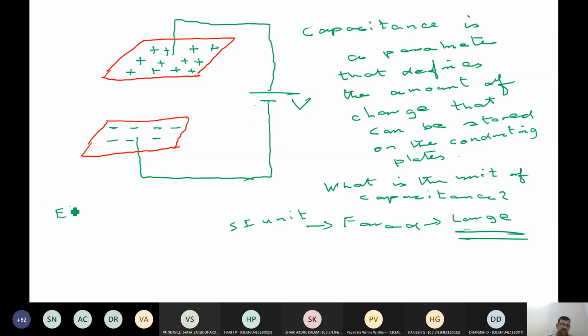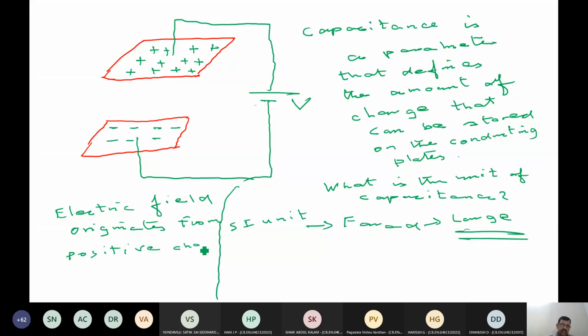Electric field originates, remember this, from positive charge and ends on a negative charge. And electric field lines originate from positive charge and end on a negative charge. Remember this.